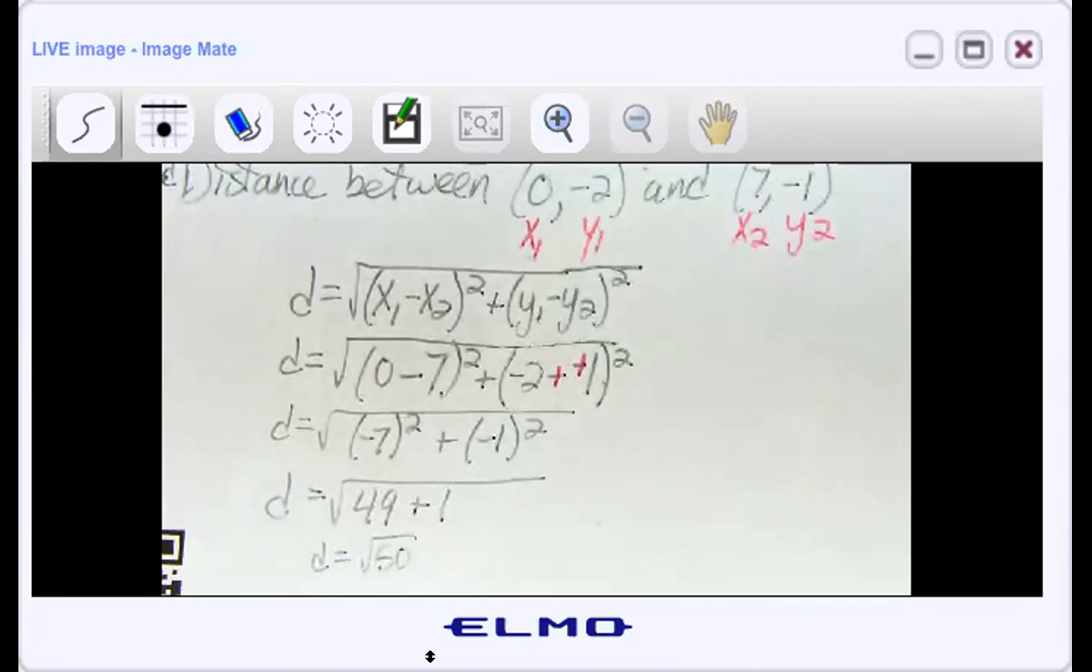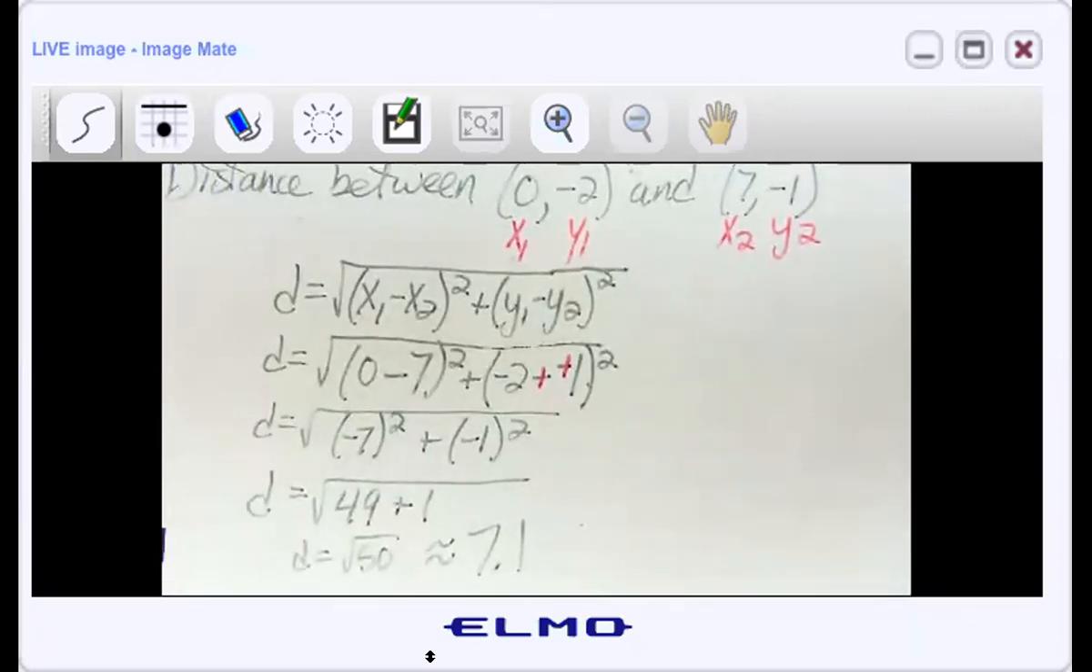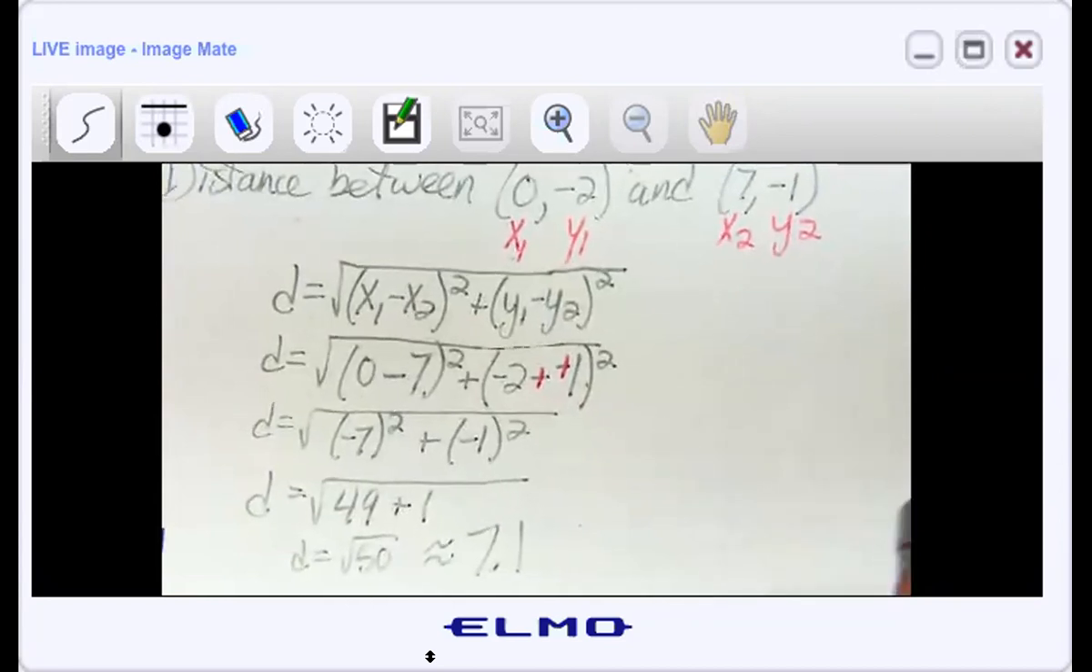And I will just ask my calculator what that is because I don't know. I get 7.1. And there is the distance between those 2 points. So, I mean, that's really it. You just have to be able to identify the formula and plug all the pieces in. So let me give you another one and you try it. And let's see if we can get some correct answers on this one.